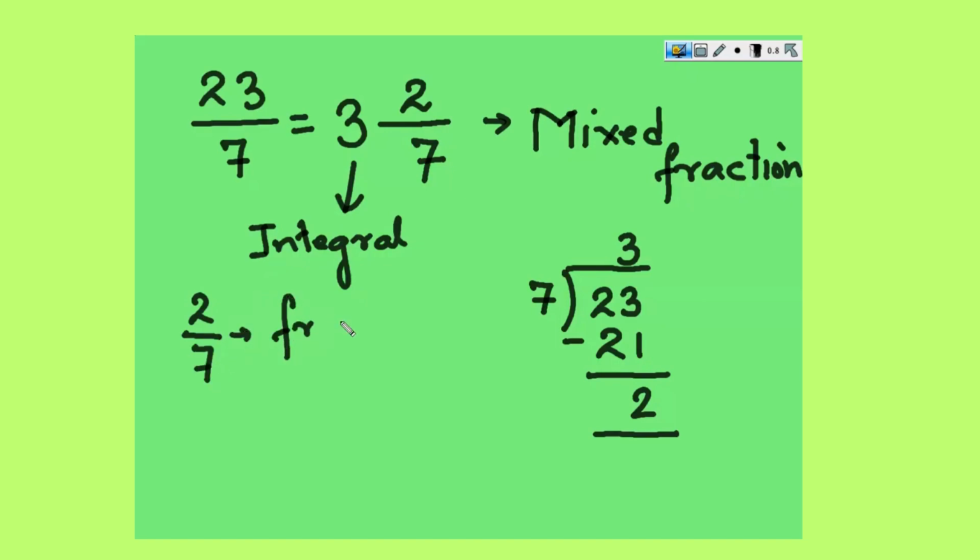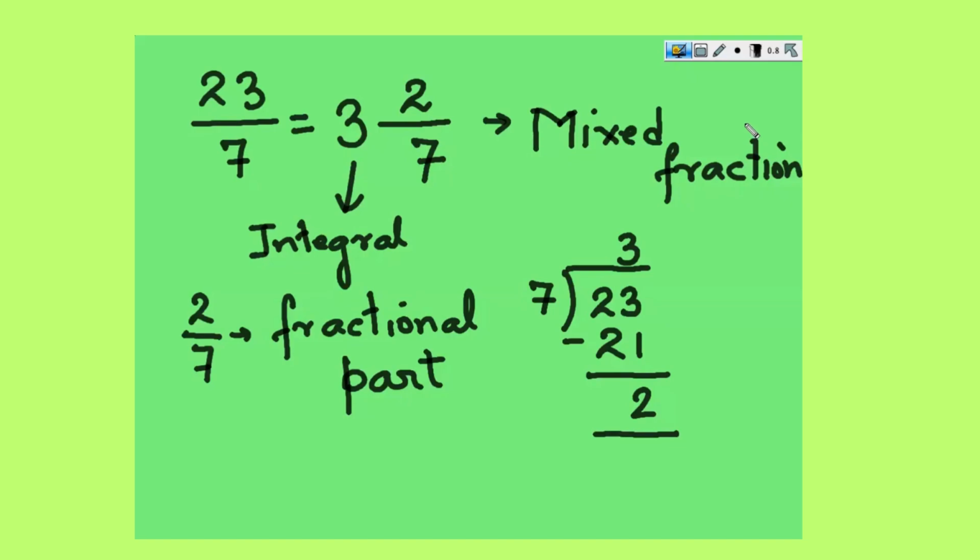2 by 7 is called the fractional part. Sir, you might ask, do only the improper fractions get converted into mixed? Yes, absolutely. You can't convert a proper fraction into a mixed fraction, because it is obviously less than 1. Any kind of proper fraction is less than 1.